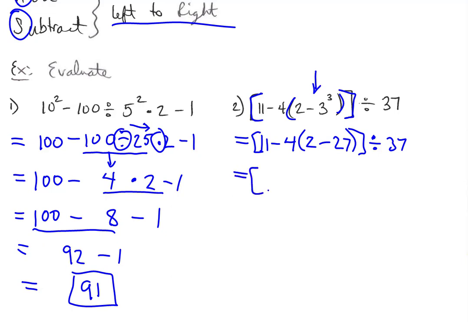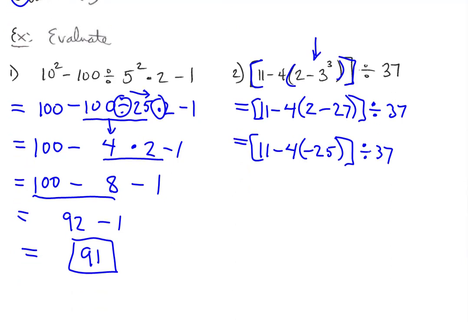We have the open bracket and then the 11 minus 4, and then we're going to go inside these parentheses, which now contain the 2 minus 27, and we're going to evaluate them, because remember, we're still working from the inside out with grouping symbols, or parentheses in this case. So 2 minus 27 happens to be negative 25. We'll replace that now as what's inside the parentheses, close off the brackets, and then finish with divided by 37. Okay, let's keep going one step at a time here.